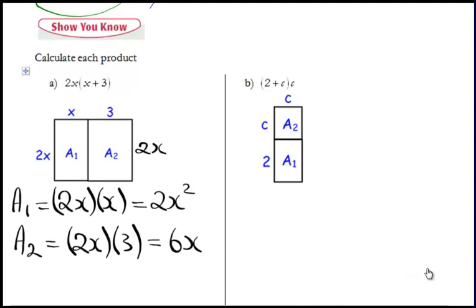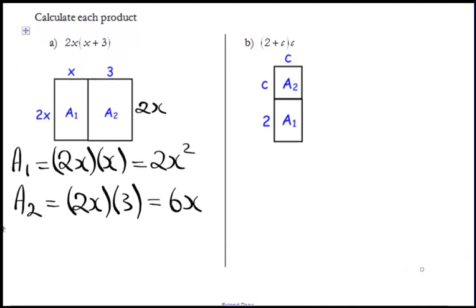So, for A here, area 1 is just the product of 2x and x, isn't it? So that gives us 2x squared. Area 2 is 2x times 3, which gives us 6x. Now, just thinking about where those values came from, of course, the 2x is the monomial. The binomial can be split up as the x plus the 3, giving us our two rectangles there like that.